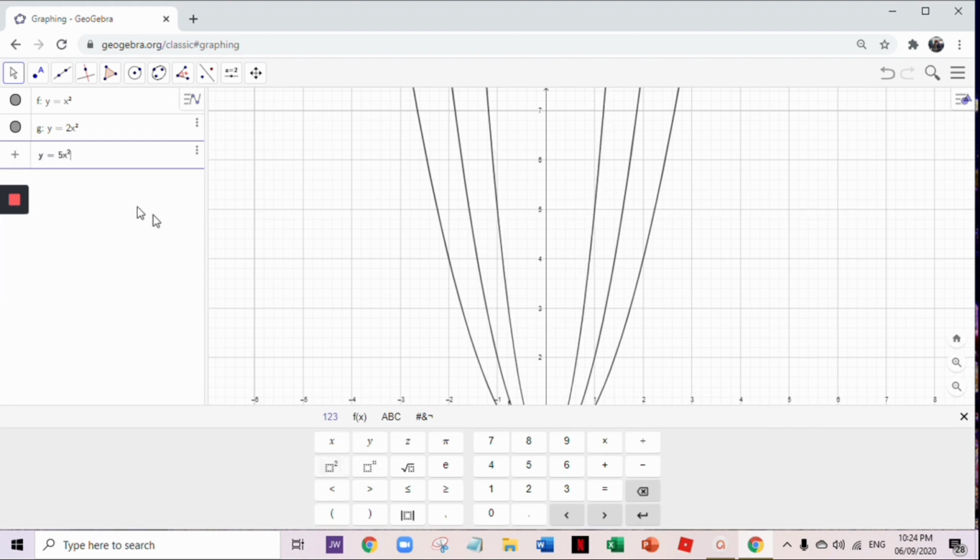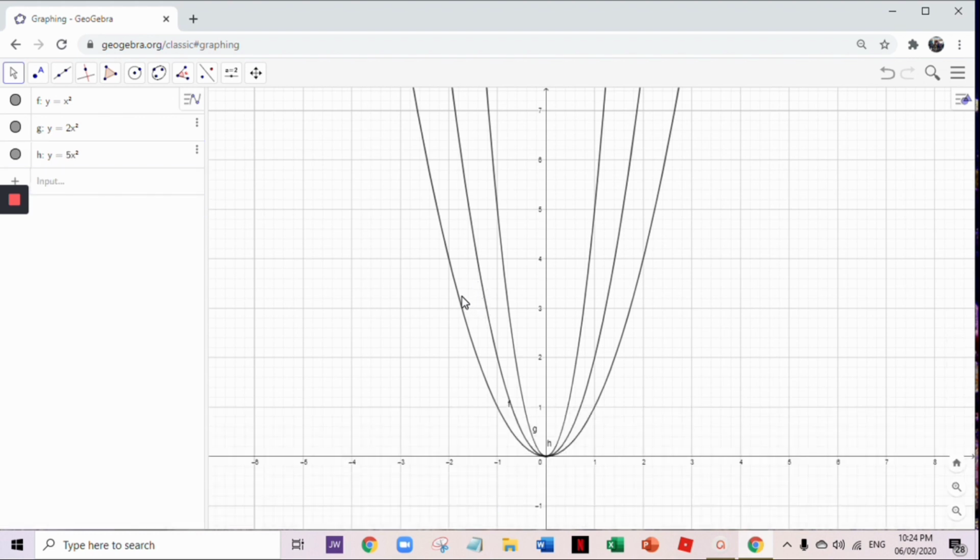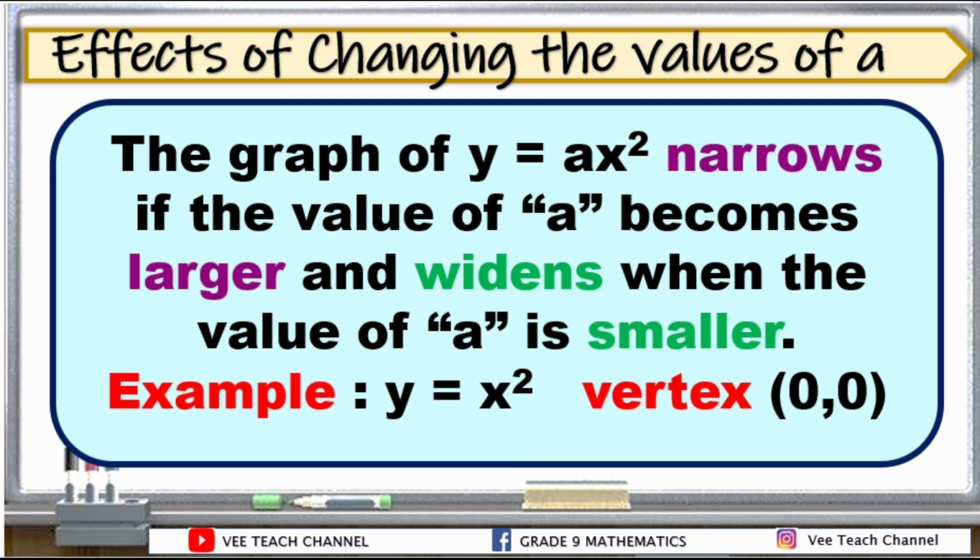Try natin, y is equal to 5x squared. Yung 5x squared nasaan kaya? Okay, ito yung 2x squared. Tapos ito yung 5x squared. Anong nangyayari sa graph? Ito na yun. The graph of y is equal to ax squared narrows if the value of a becomes larger and widens when the value of a is smaller.